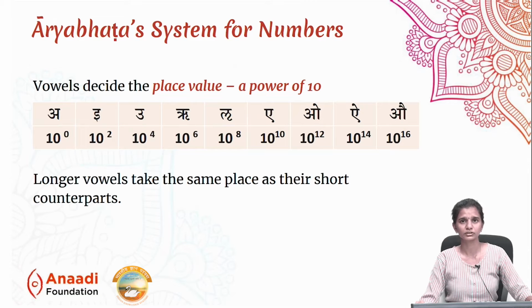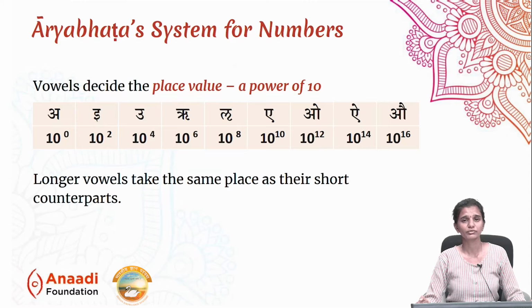Now, we see that here not all the vowels are represented, right? We do not have the long vowels A, E, U and R. How do we give values for these vowels? Not to worry. For these longer vowels, we give the same place value as their short counterparts. For example, the short counterpart for the long A is A, so we will give the same value as that of A. The value for A is 10 power 0.